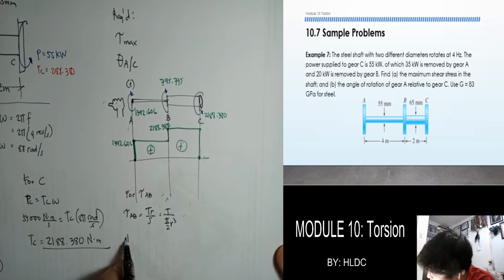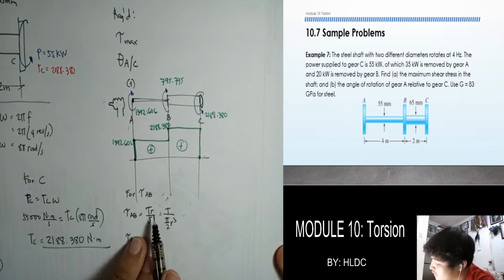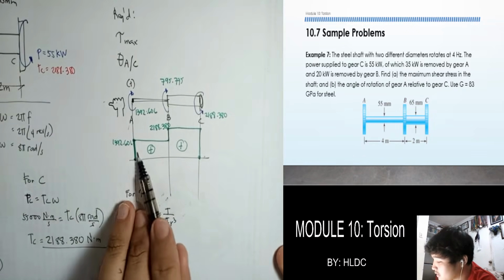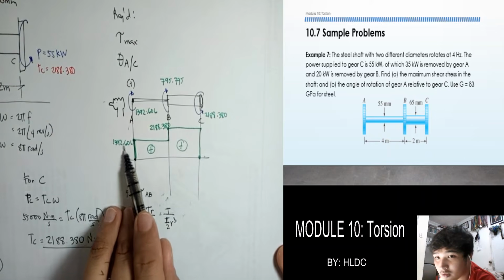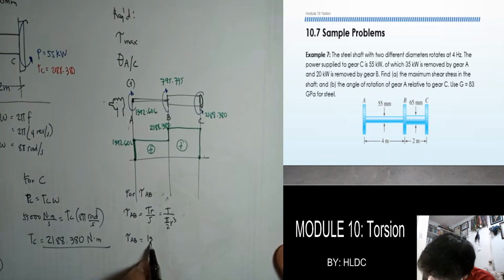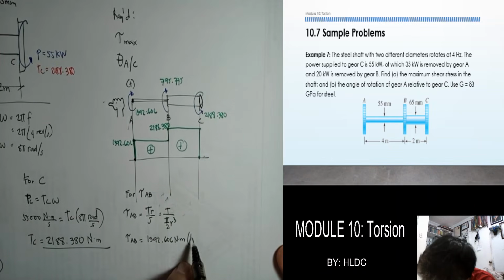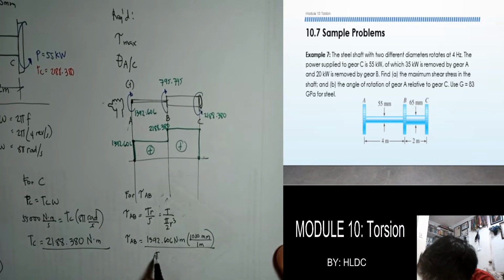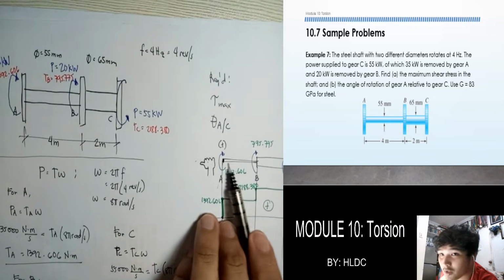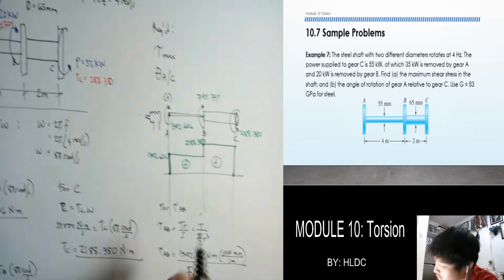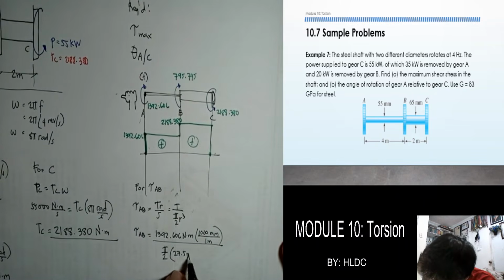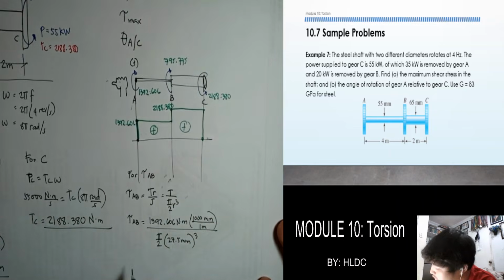So, magiging shear stress sa AB is equal sa ilan yung torque sa AB? Diba yun yung AB? So, ito 1392.606, but the unit niyan is Newton meter. So, convert natin. So, times 1000 mm per 1 meter. And then, J is pi over 2. The radius para sa segment AB is 55 ito. So, that is 27.5, and then cube. So solving for shear stress sa AB, ilan yan?